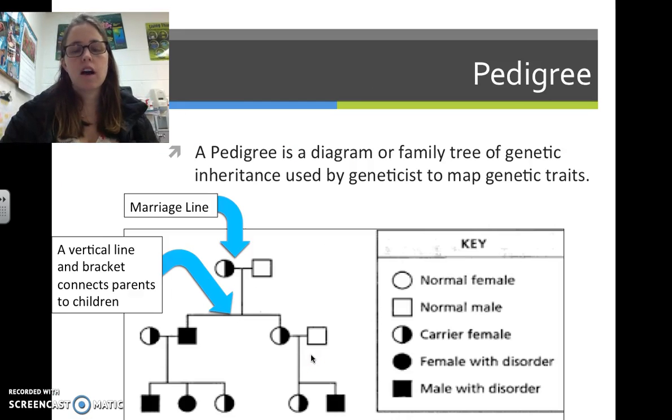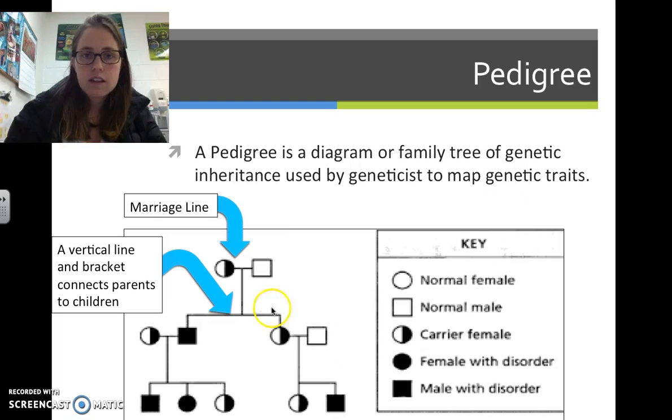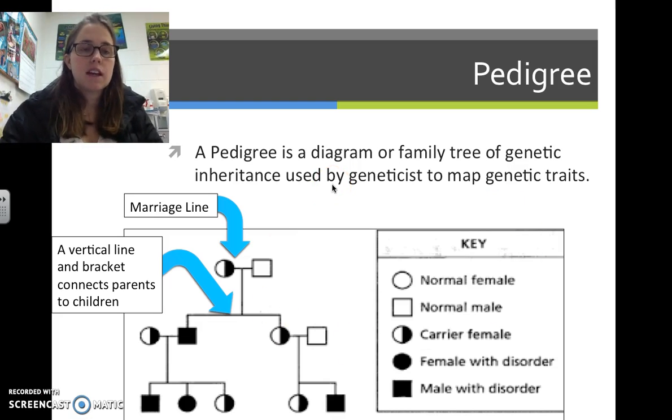So first we're going to talk about pedigrees. Pedigrees are a way that scientists determine what type of disorder it is and how it's being inherited within a family. So it's a diagram or family tree of genetic inheritance, and it's used by geneticists to map genetic traits. It basically helps us figure out what the chances are of offspring having that trait.